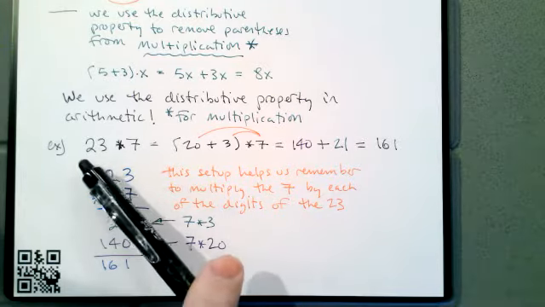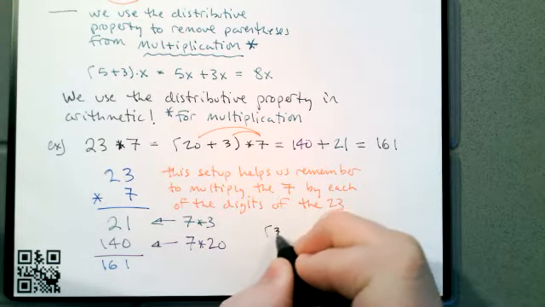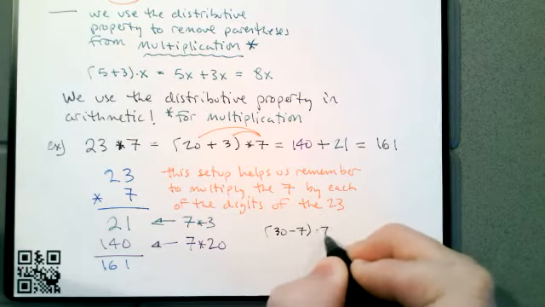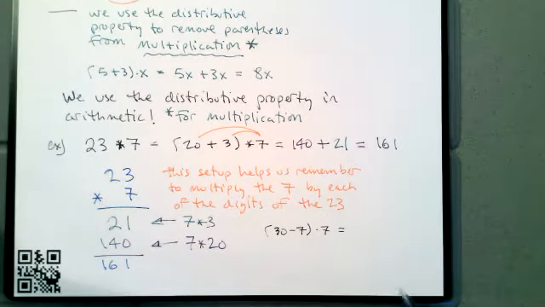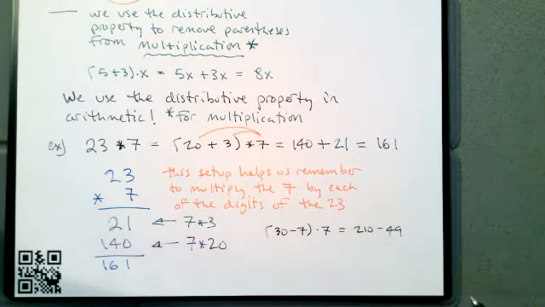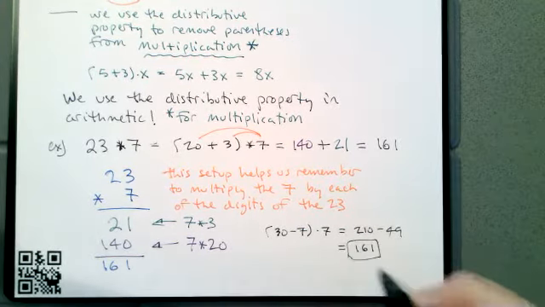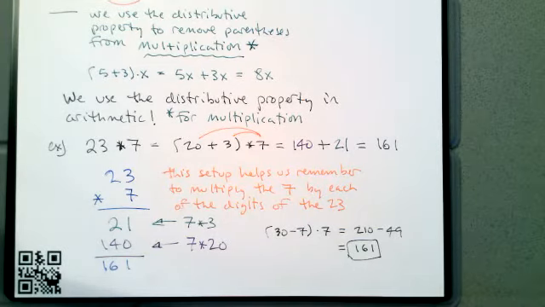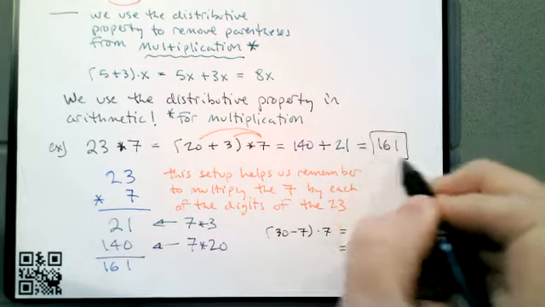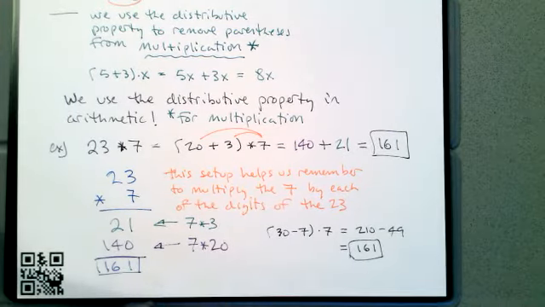But 23 is not just a 20 and a positive 3. We can also think of 23 as 30 negative 7. 30 times 7 is 210. 7 times 7 is 49. And 210 minus 49 is still 161. So another way to say 23 is 30 negative 7. More ways to go about a problem is better than fewer ways to go about a problem. Any questions?